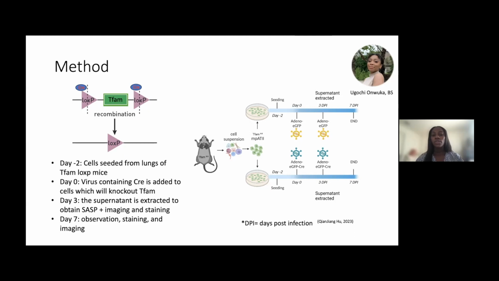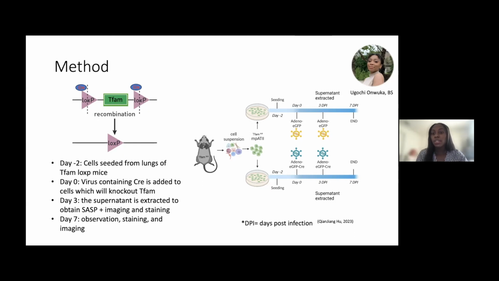So to induce this, we did use a virus, and we used primary cells from a TFAM LOXP mouse, and we isolated the cells thanks to Ugochi, our lab tech, and we got AT2 cells. And with these primary cells, we injected the virus containing CRE.